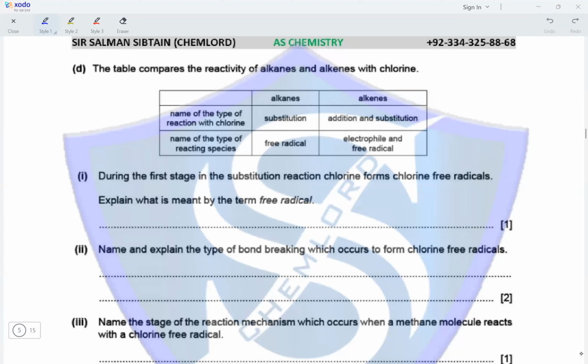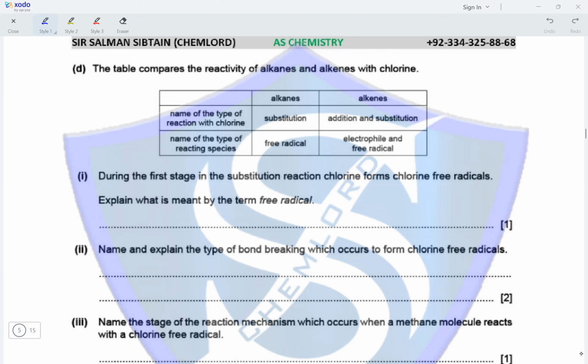The table compares the reactivity of alkanes and alkenes with chlorine. The name of the type of reaction with chlorine for alkanes would be substitution, for alkenes would be addition and substitution. Name of the type of reacting species for alkanes would be free radical and for alkenes would be electrophile and free radical. During the first stage in the substitution reaction, chlorine forms chlorine free radicals.